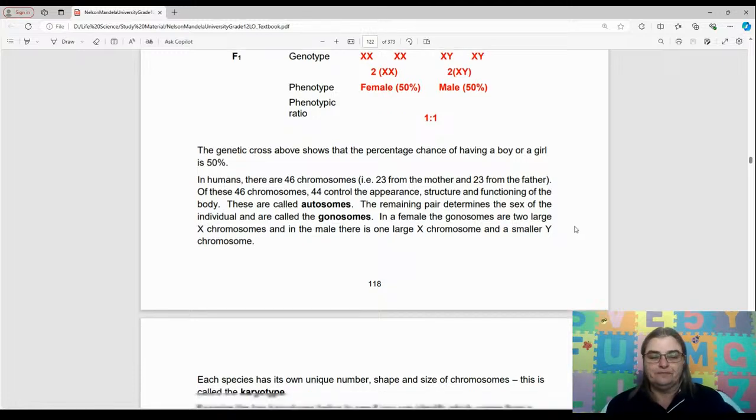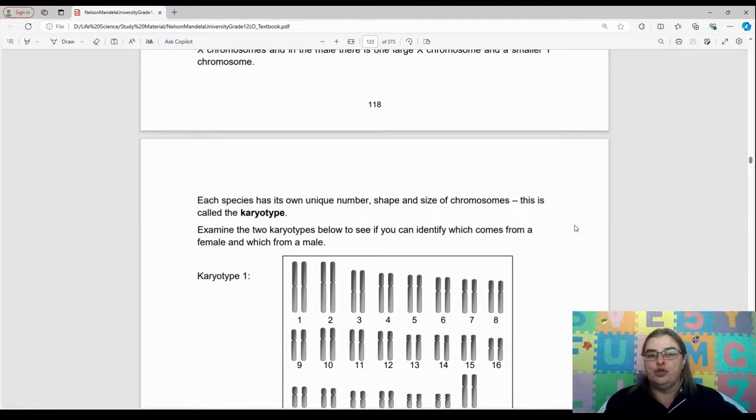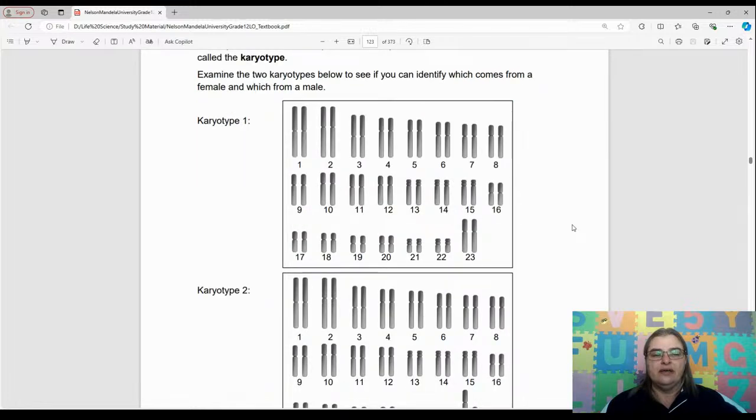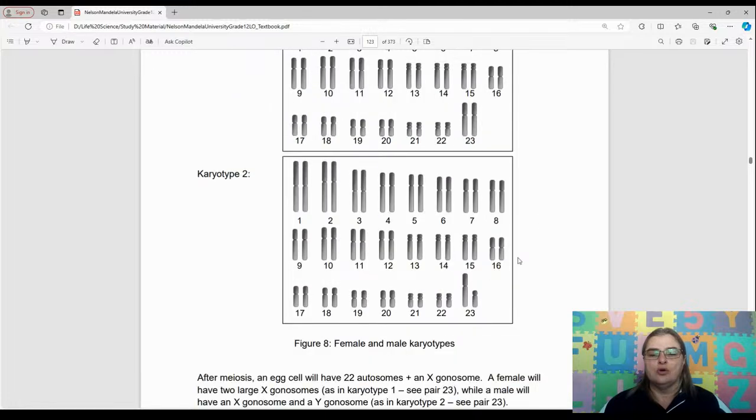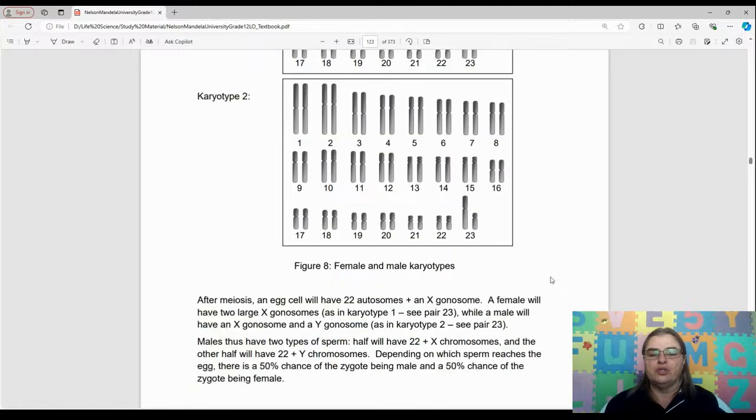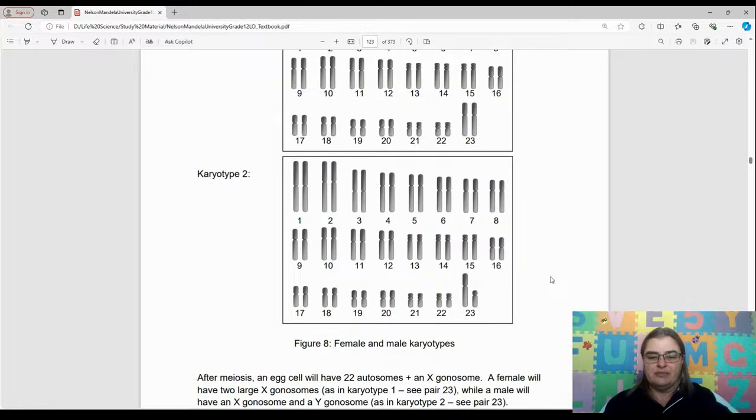Okay? Each species, in other words, humans, have a specific unique number, shape, and size of chromosomes. That's called our karyotype. In animals, it's different. Just as an example here, in karyotype 1, we know that the 23rd pair of chromosomes is the sex chromosome. So in this example, if you look at pair number 23, would you say that that's a male or a female? And in example 2, it's different, male or female. So you can see it's female in the one and male in the other.